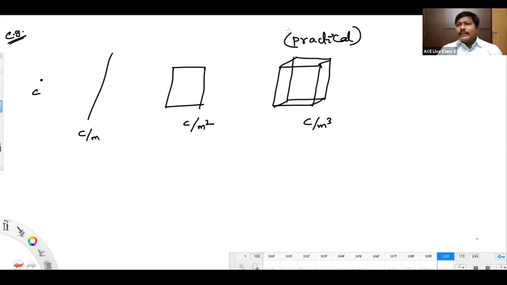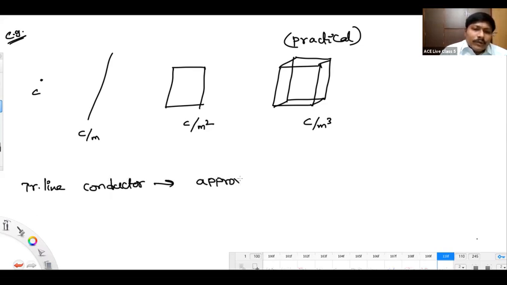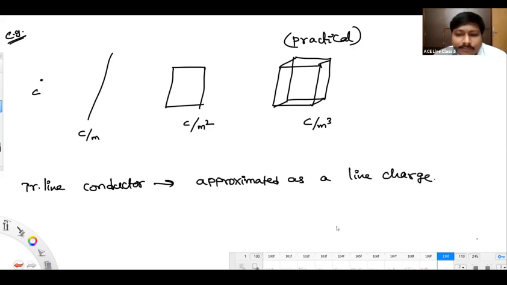You have to understand this clearly: the transmission line conductor is approximated as a line charge in this analysis. Now, I will discuss a little about that line charge, then we will move on to the capacitance calculation exactly. Okay, so let's move. I am moving to the next slide.